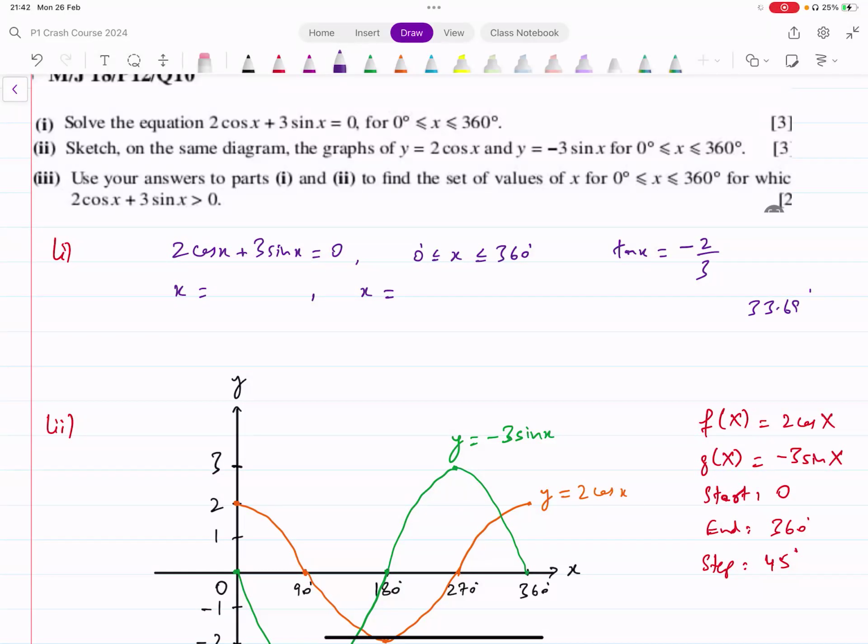Okay, so I think one answer is going to be 146.31 and the other is going to be 326.31. Okay, so if you do the first part, these are the answers that you would get from the first part.